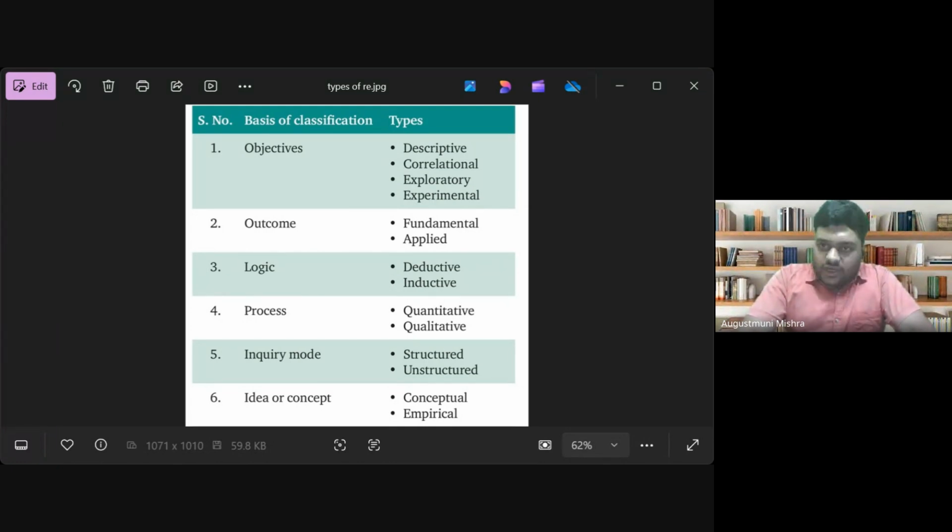So I was talking about the limitations. If you are framing poor questions in your survey, then definitely it is going to lead to a compromised result of descriptive research. So these are the basic limitations.